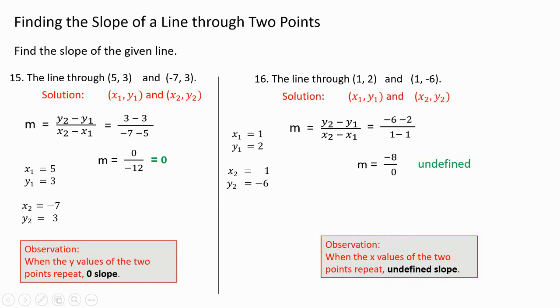Observation: when the x values repeat, it's going to be an undefined slope. So it's always wise, when you're finding the slope between 2 points, to first check if the x values repeat. If they repeat, the slope is undefined. If the y values repeat, it's going to be 0 slope. And if nothing repeats, you actually have to work it out.